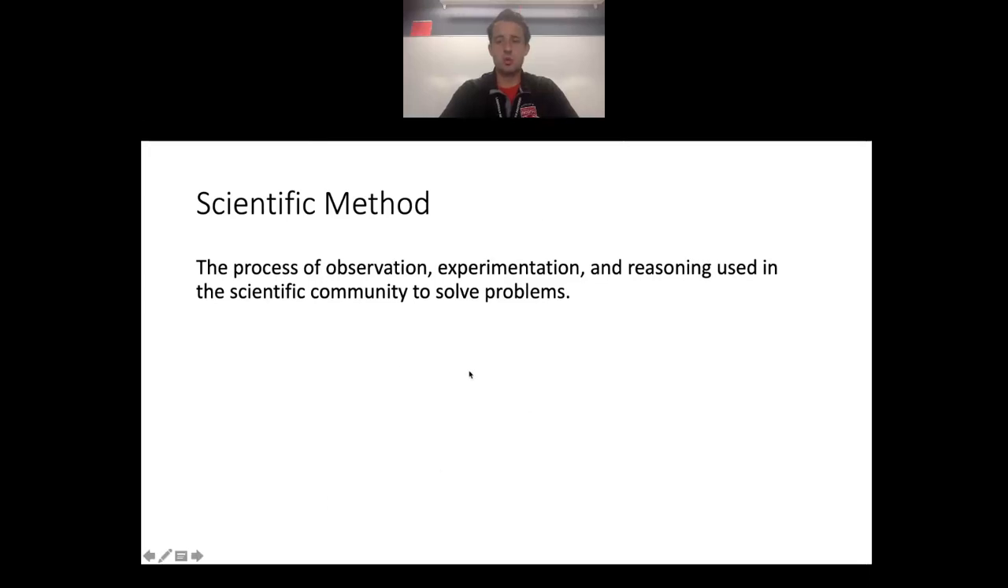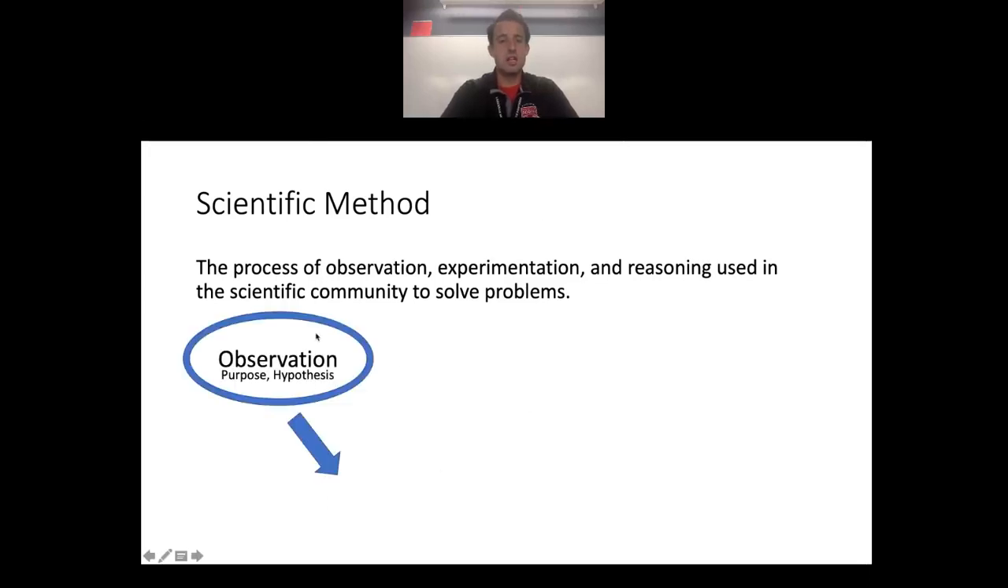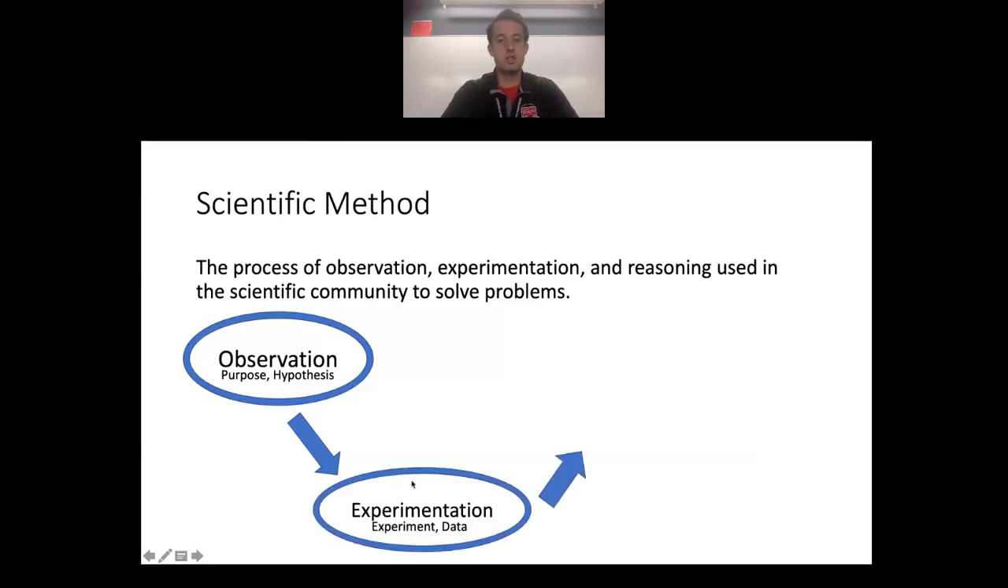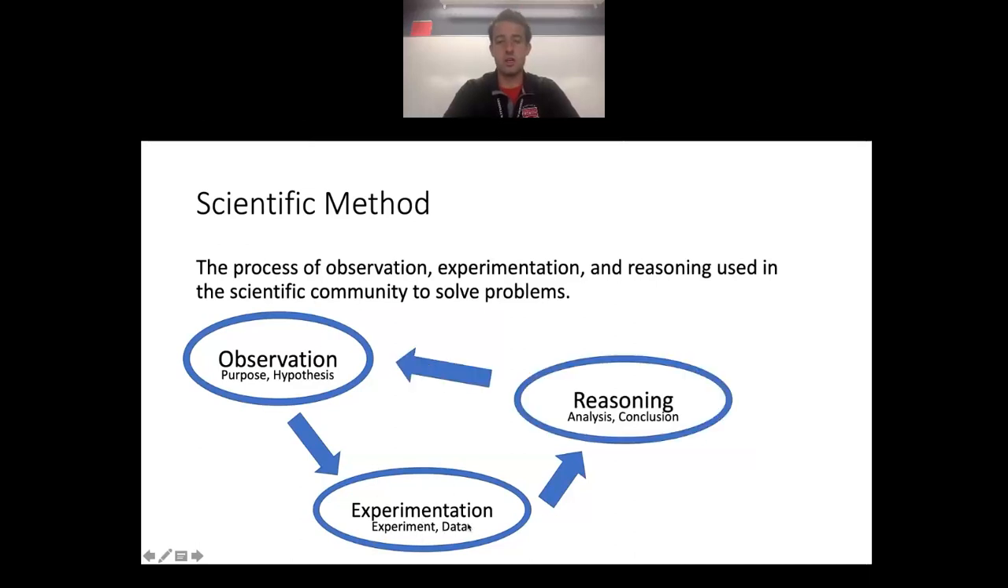Here's how I like to visualize the scientific method: it starts with observation. We move on to experimentation. And in observation, there's kind of two steps. First step is we have to come up with what's our purpose? What are we trying to observe? And then the next thing is we need to make a statement or a hypothesis, which we talked about earlier. In experimentation, we've got the experiment, we collect the data, and then we do the reasoning where we analyze the data and we conclude, we make statements.